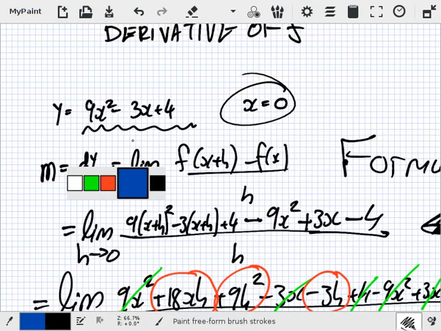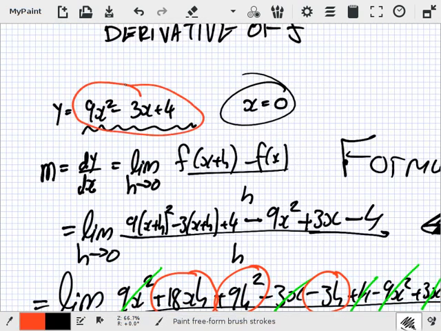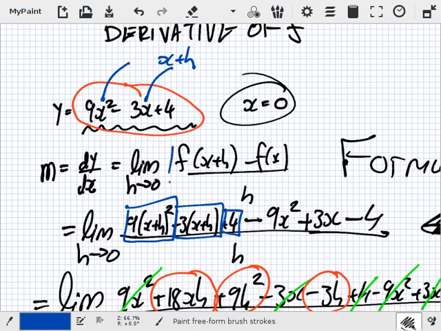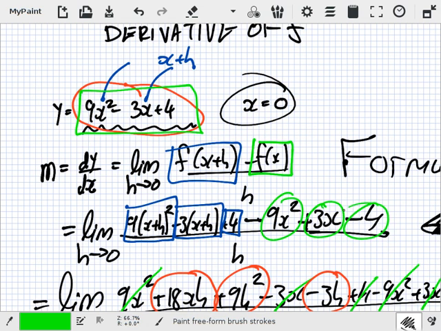What you do is you take this original function here and you replace the x in it with x plus h. So instead of having 9x squared, you have 9(x plus h) squared. Instead of 3x, it's 3(x plus h). 4 stays 4. Okay, so that's this part. Now the next part, f(x), simply means the original function, so there are the 3 original parts. The reason the signs have changed here is because of the minus in front, so the signs all get flipped around.